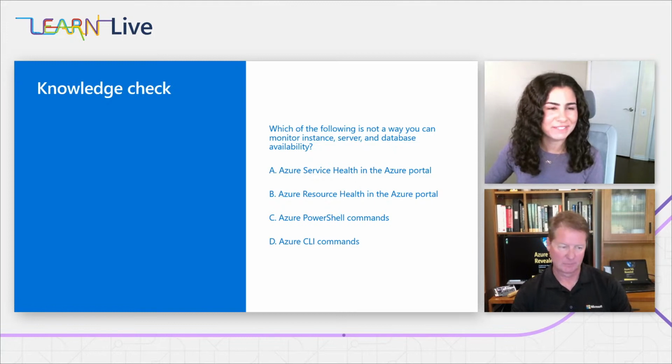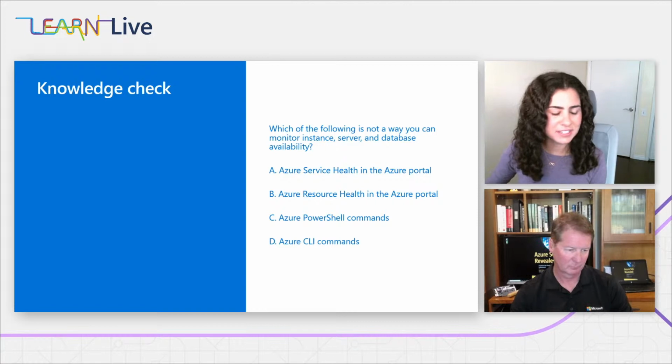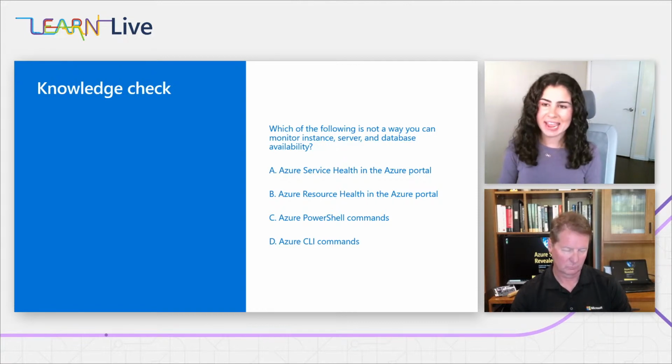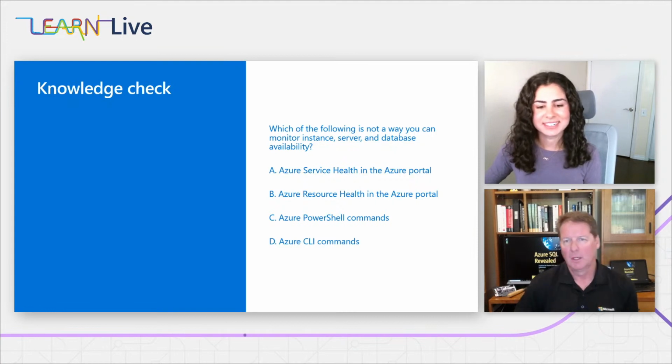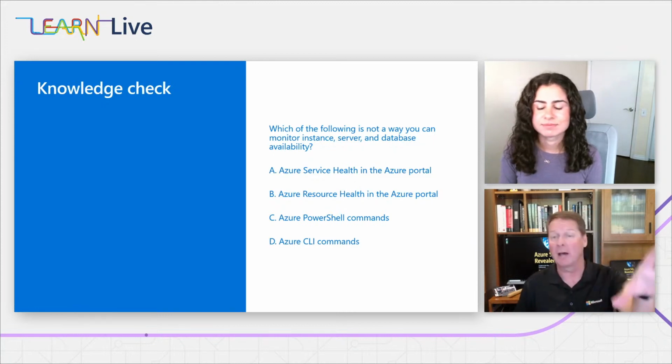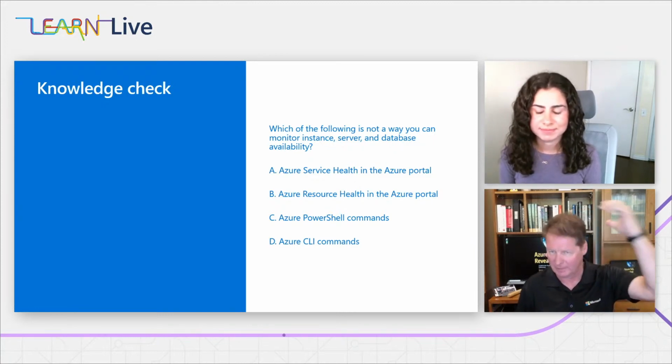It looks like we've got a few answers on YouTube and also on Learn TV. Looks like people are leaning towards option A. Why don't you take us through it? Yeah, we just talked about the fact that if you want to monitor your instance, your server and database, you had this resource health capability, right? That was a way to do it. That can't be the answer because we're doing a negative question, right?